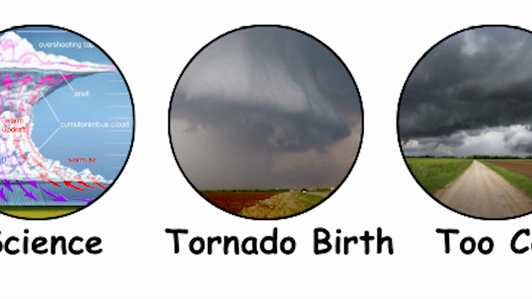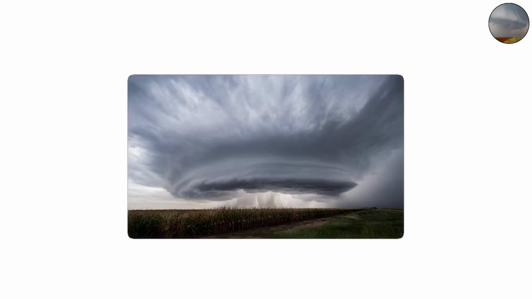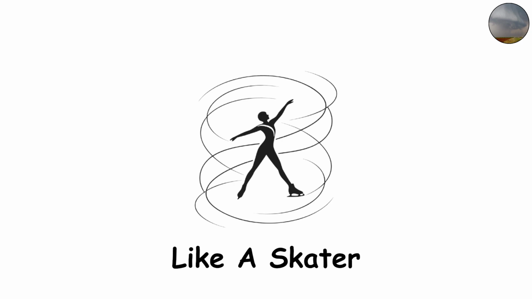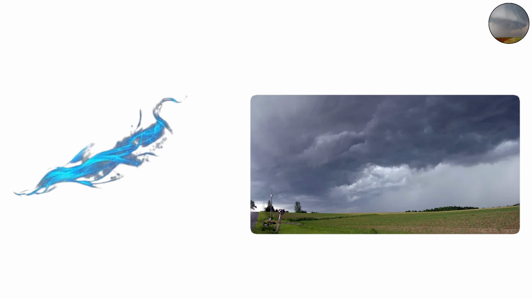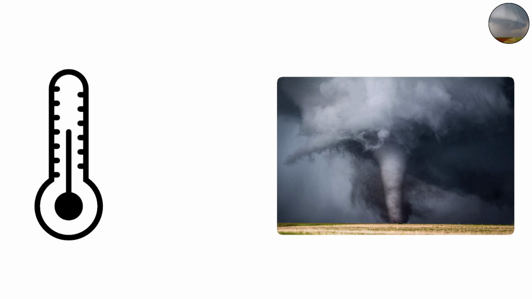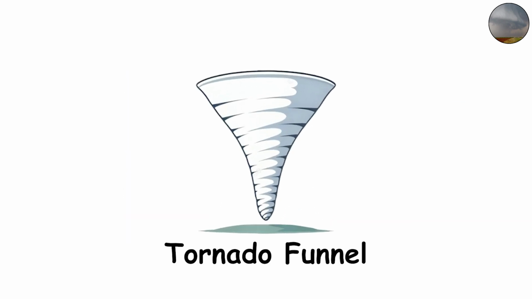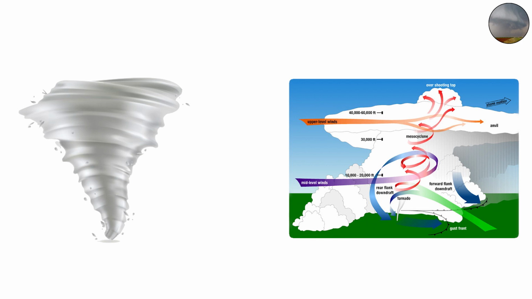RFD and tornado birth. The RFD plays two key roles in tornado formation. First, as it wraps around the mesocyclone, it tightens the rotation, much like a skater pulling their arms inward to spin faster. Second, it brings cooler air into contact with the storm's warm inflow. This sharp temperature contrast intensifies the updraft and stretches the rotation downward. Together, these processes can pull the spinning air column toward the ground, allowing a tornado funnel to form. In many cases, tornadoes touch down right where the RFD and inflow collide.